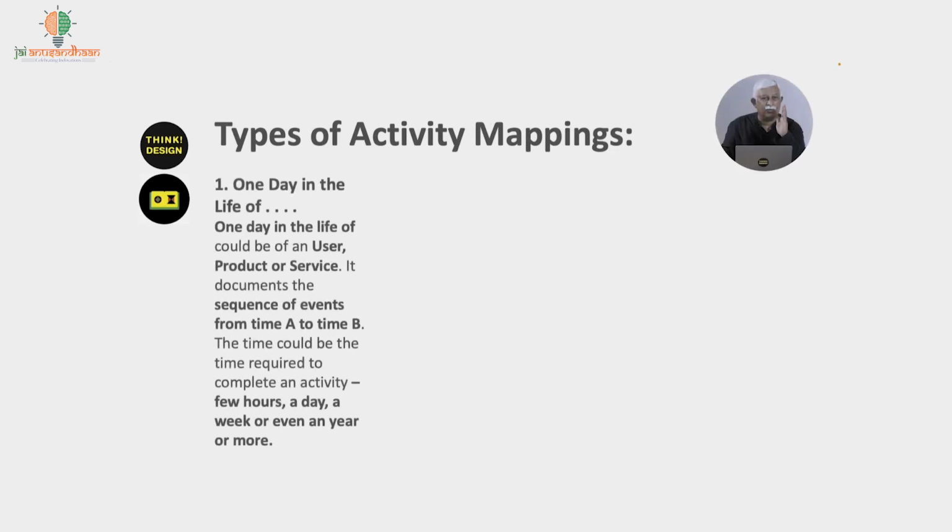So let's look at one day in the life of. It could be the user, it could be the product or the service. You document all the sequence of events from time A to time B. And when you look at it, at one glance you see the different activities the person or the product or the service has gone through. It could be a few hours, a day, a week, or even a year or more. So the time is flexible.